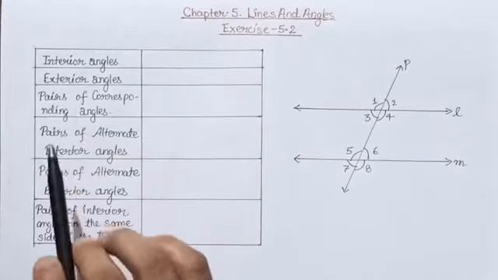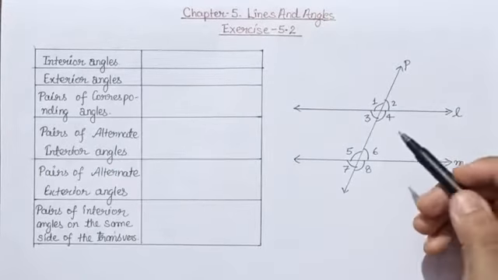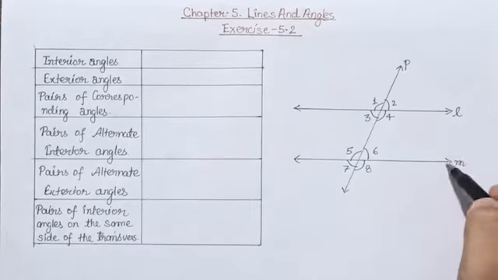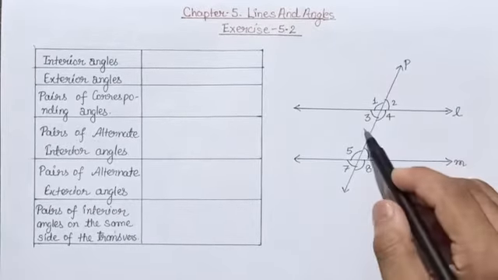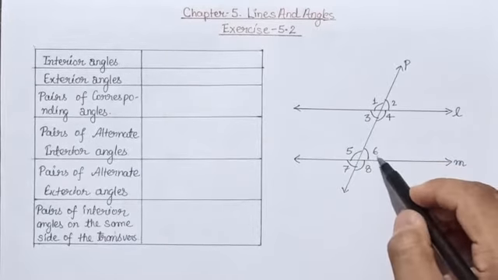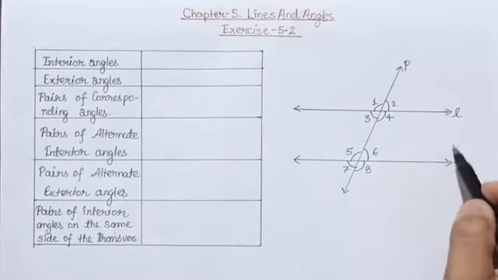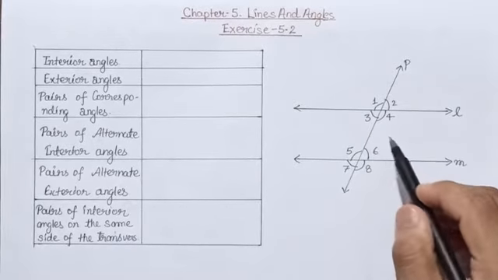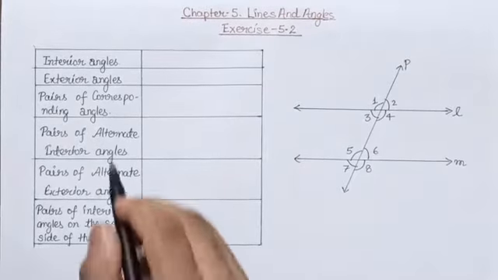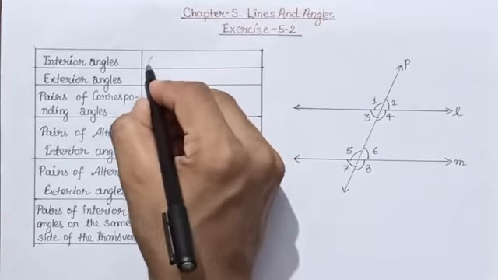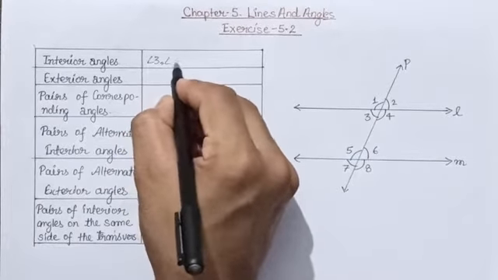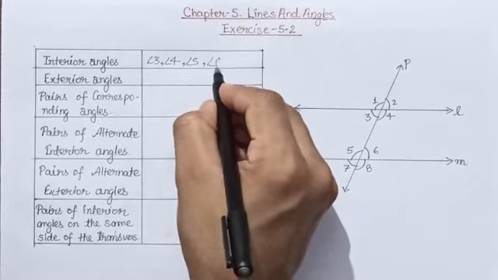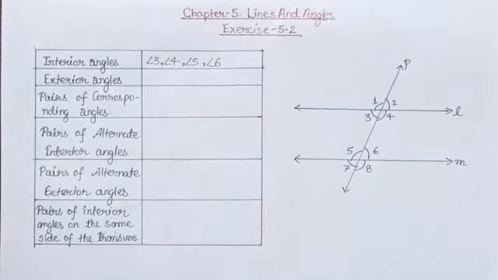So what are interior angles? I have explained in our previous video that interior angles are the angles which are formed inside these two lines. So here you can see angle 3, angle 4, angle 5 and angle 6 are formed within the lines L and M, and we can say these 4 angles are the interior angles. So we can write angle 3, angle 4, angle 5 and angle 6. These are the interior angles.